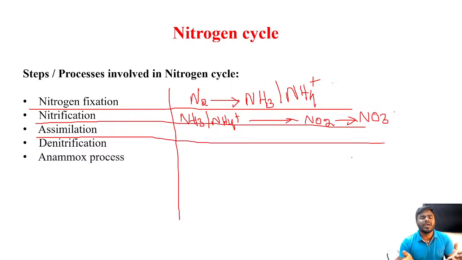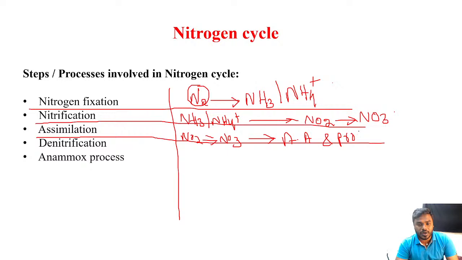Assimilation. You can ask me, sir, why we have done all this? Why have I converted the nitrogen into the most simple compounds? In order to incorporate it in my body. So the conversion of NO2, NO3 into amino acids and proteins is what we call assimilation.